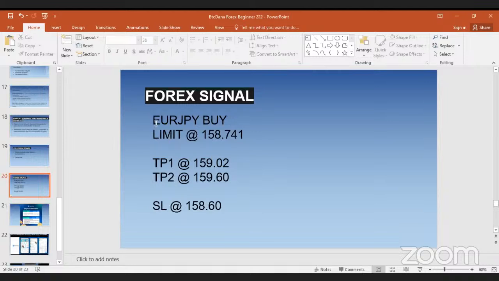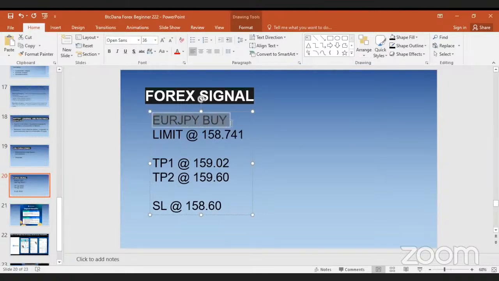As I've explained earlier, in your BtcDana app homepage, go to market, okay? So when you get to market, search for the pair that you see here, the one that I'm trading right now, the one that I've set a buy limit on. This is it, Euro JPY. Look at the buy limit here. And I've set the price that I want it to start executing my buy from. Okay, so this is the price.